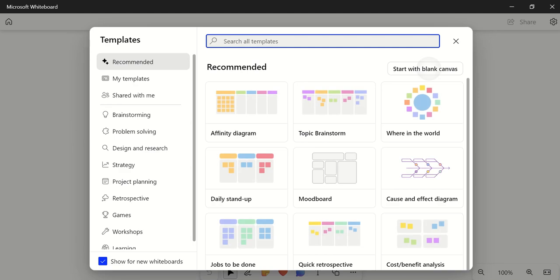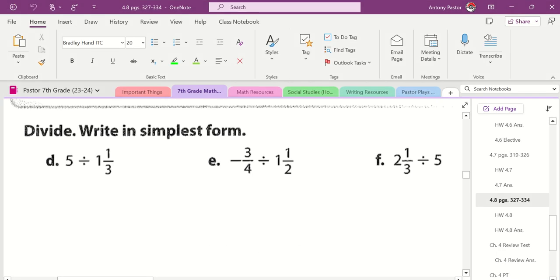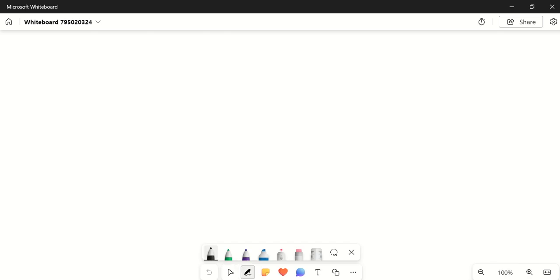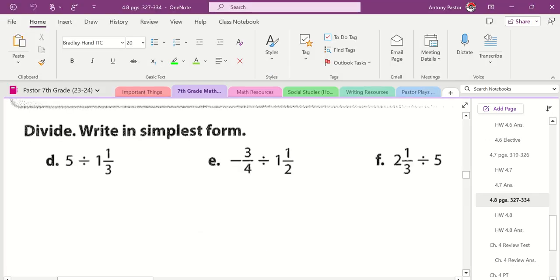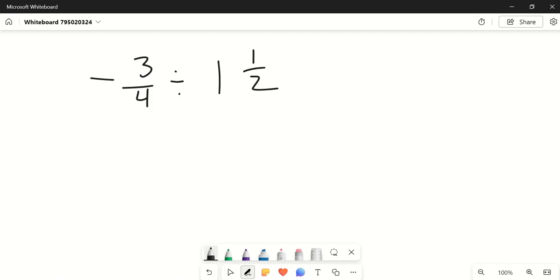Resetting our whiteboard for another example. Negative 3/4 divided by 1 and 1/2. Now, I'm going to ignore the negative. Again, we have 2 numbers. Remember, when you divided a negative by a positive, the answer would be negative when we use whole numbers. We're going to save that negative to the end. Our answer is going to be negative because there's only one negative involved.